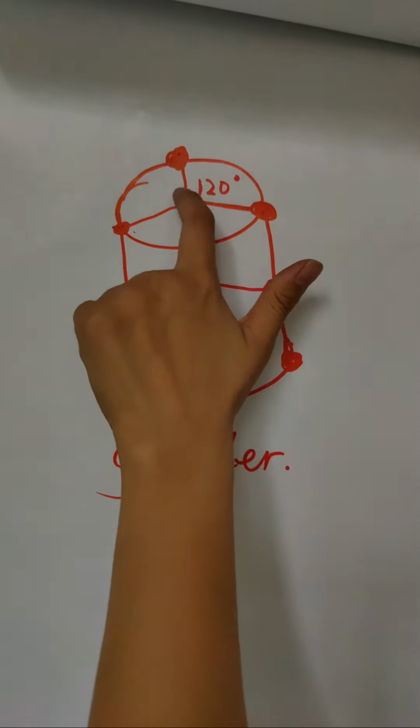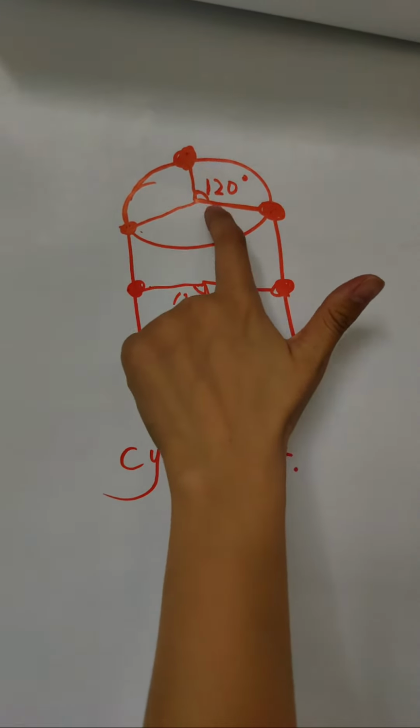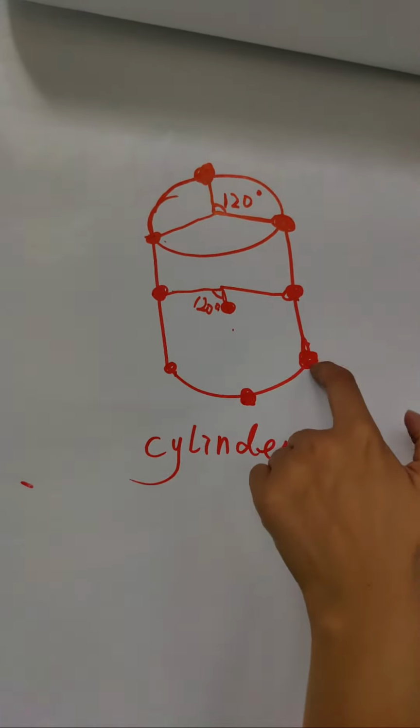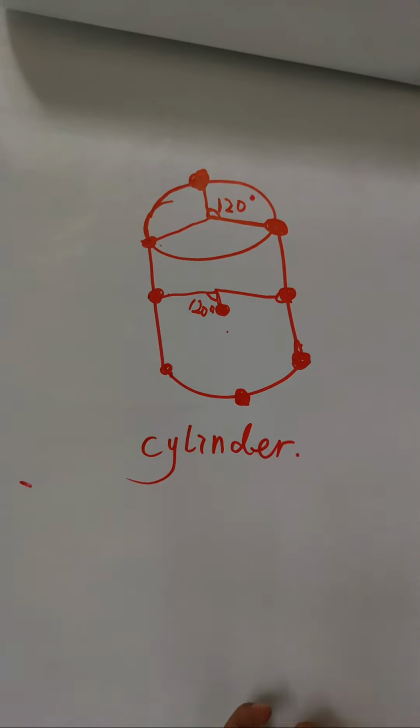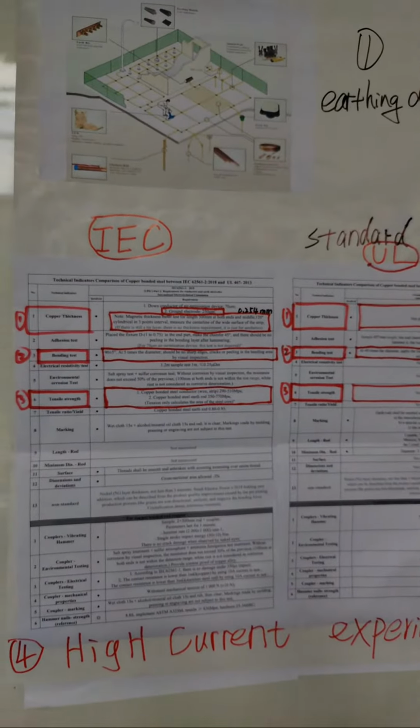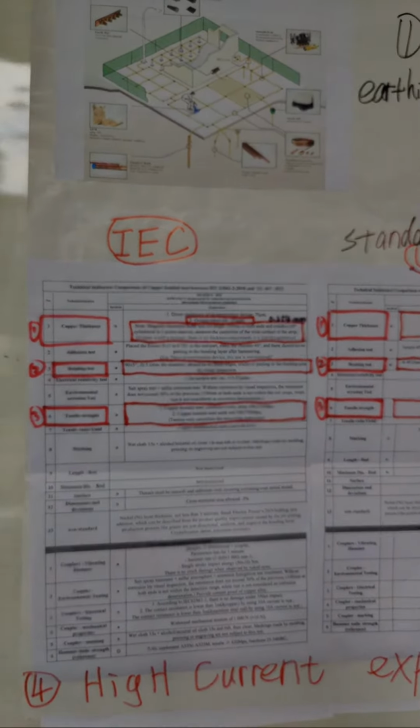Here, I drew a cylinder. Okay, this is the earth rod. You have to choose the 2 ends, and at each end you have to choose 3 points. And each 2 points, the interval should be 120 degrees. So that's 1, 2, 3, 4, 5, 6, 7, 8, 9. That's 9 points we should test for the IEC standard. Okay, let's do the experiment right now.